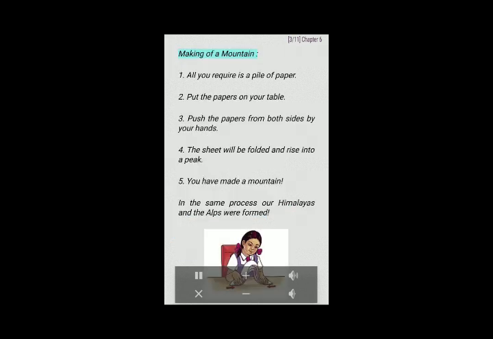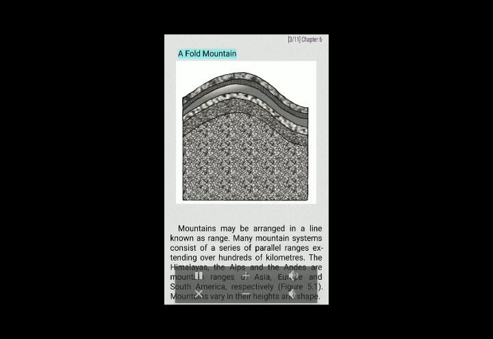Let's do. Making of a mountain. 1. All you require is a pile of paper. 2. Put the papers on your table. 3. Push the papers from both sides by your hands. 4. The sheet will be folded and rise into a peak. 5. You have made a mountain. In the same process our Himalayas and the Alps were formed.